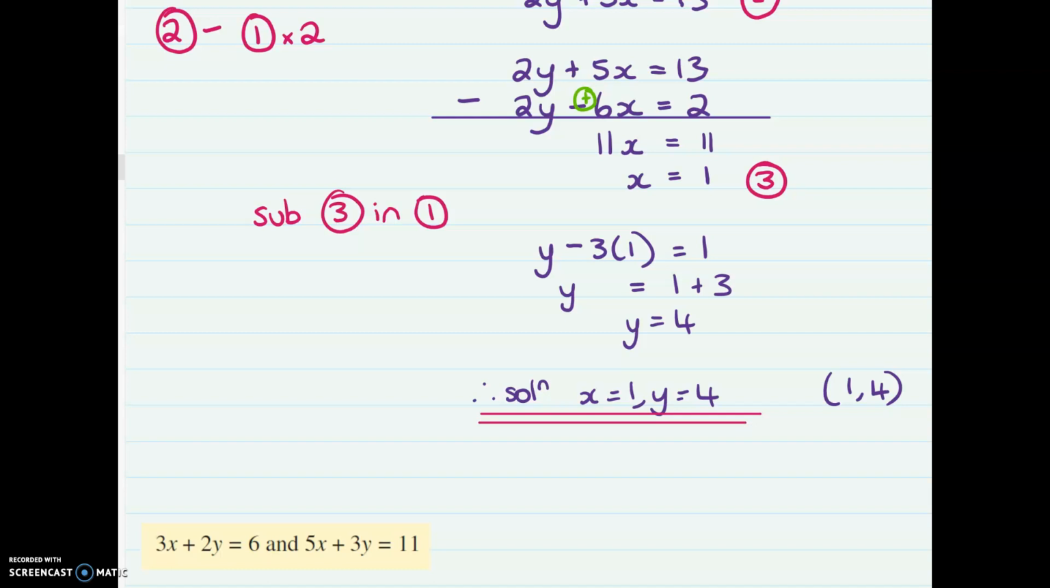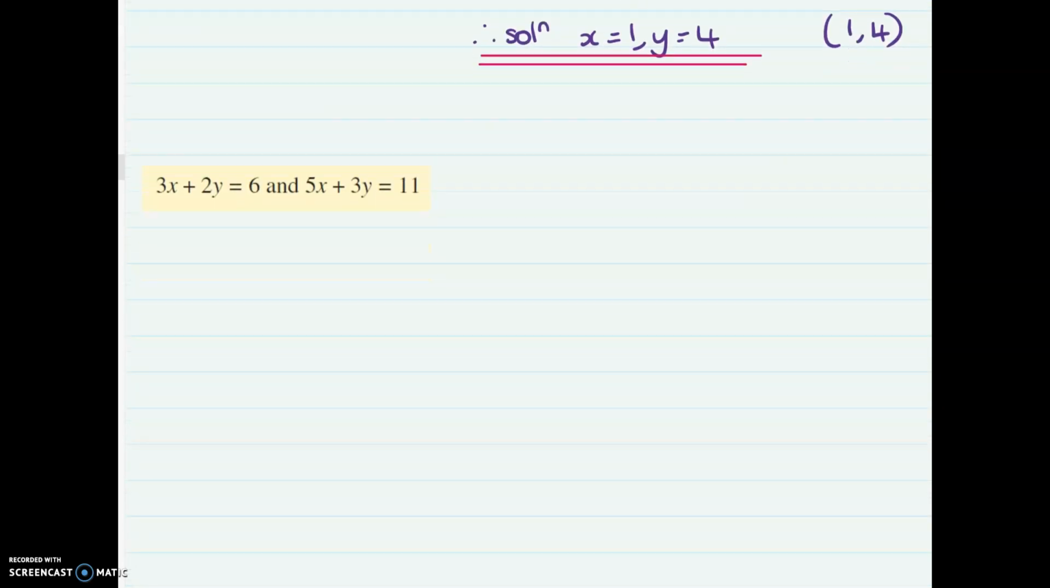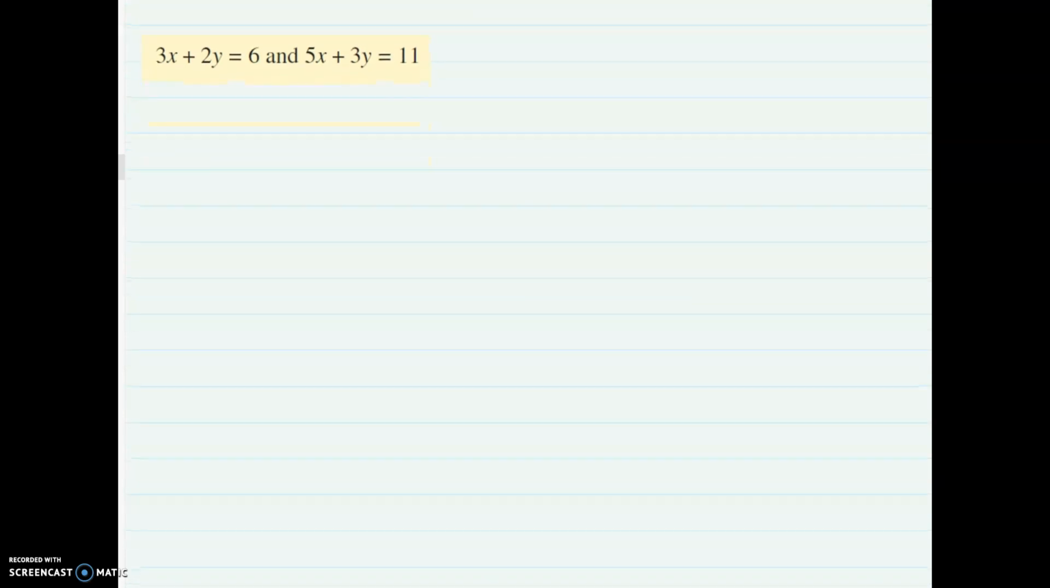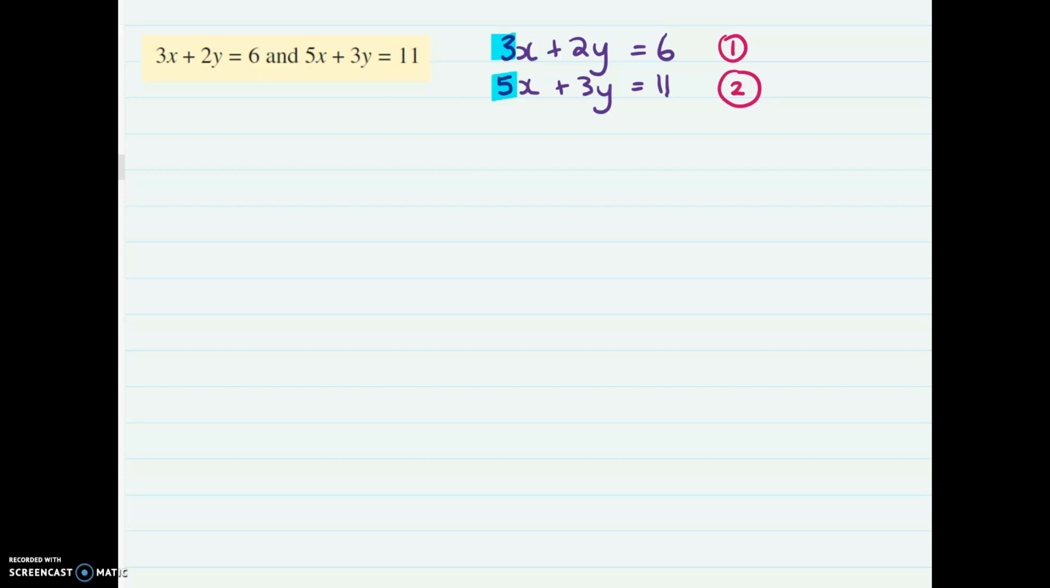So the final example, you'll find that none of the coefficients line up and you have to change both equations and combine them together. Start by writing them out. 3x plus 2y equals 6 and 5x plus 3y equals 11. Label equation 1, equation 2. So if I have a look out the front, my x's I've got a 3 and a 5. With my y's I've got a 2 and a 3. It doesn't matter which one, but I've got to make the coefficients the same. I might just make the y's the same because it'll create a smaller number.